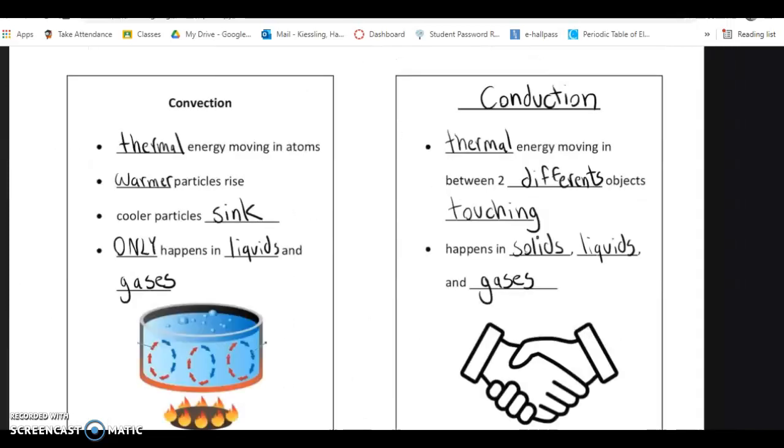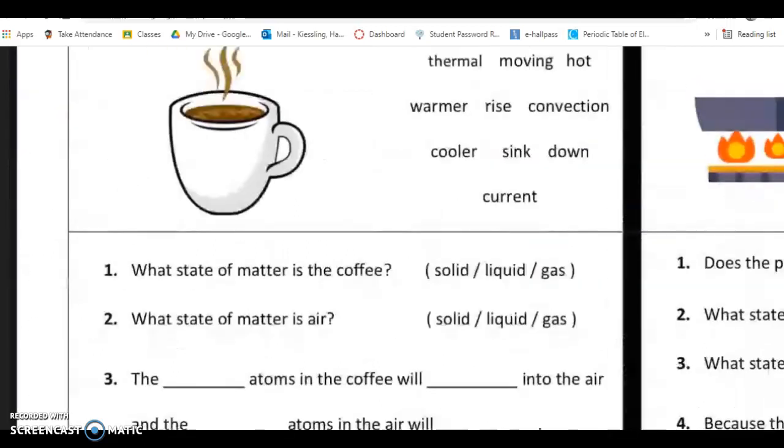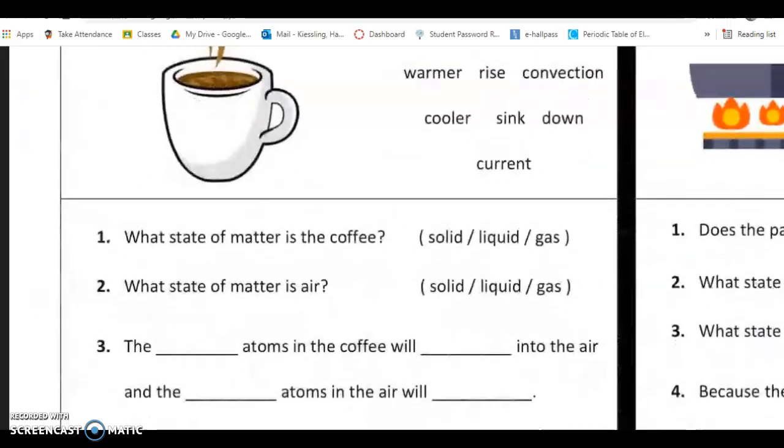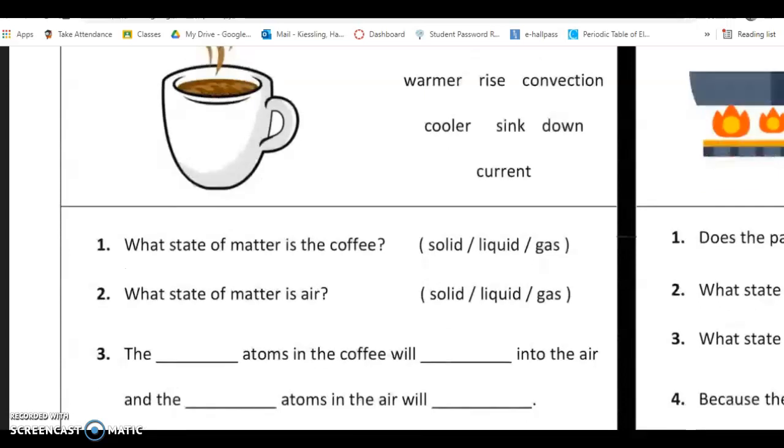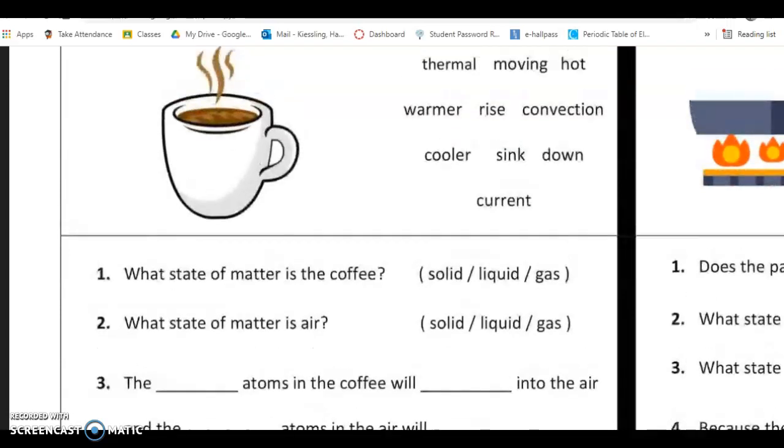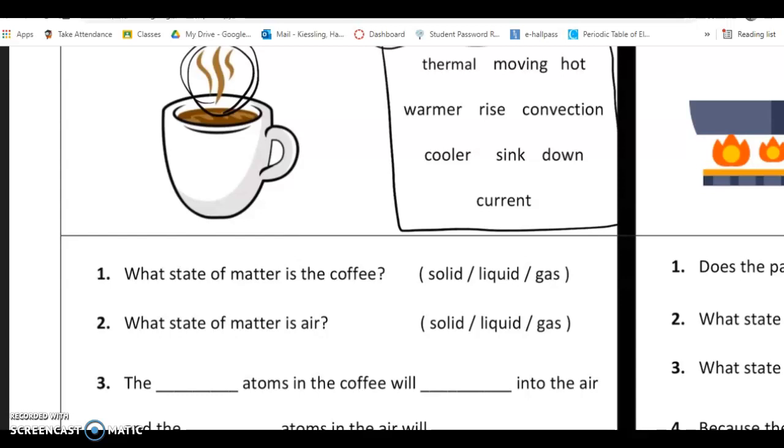All right, so here's our independent practice. Would we like to do one or two together? Two? All right, so in the first one, I see that I have a cup of hot coffee. And I know it's hot because I have this right here. I also have my word bank. And looking at the coffee, I know that its state of matter is a liquid. And who remembers what state of matter air is? Silent hands. Xavier? Yes. It's a gas. Yes, so let's circle gas.